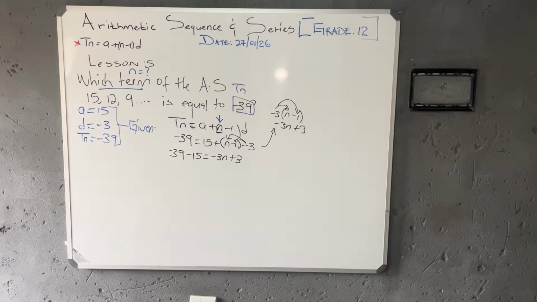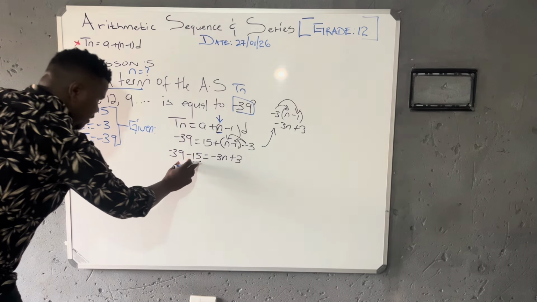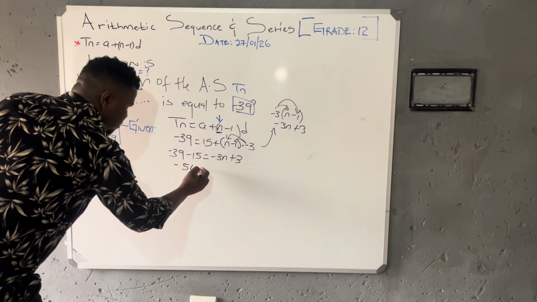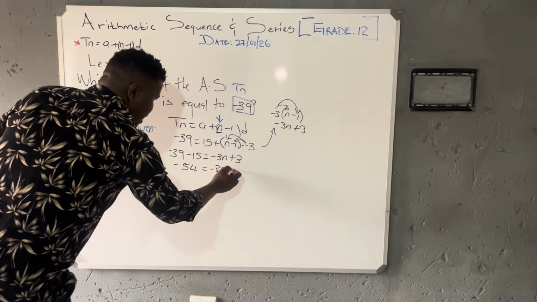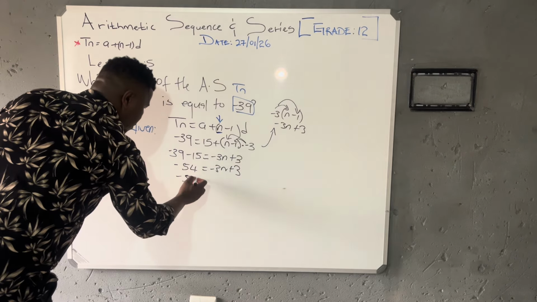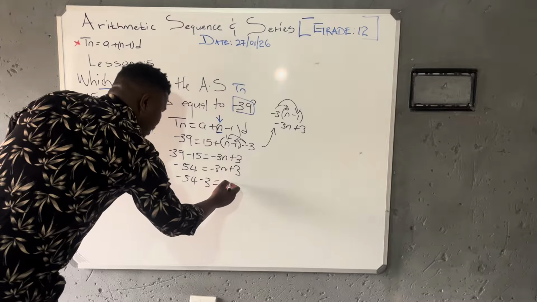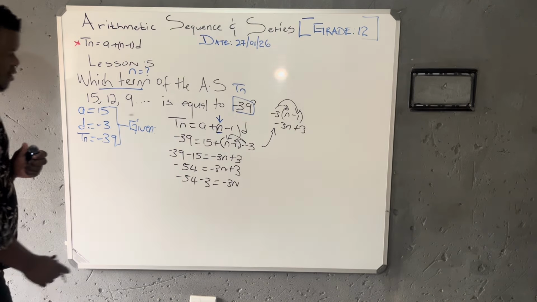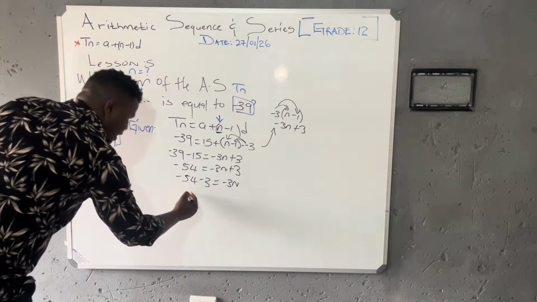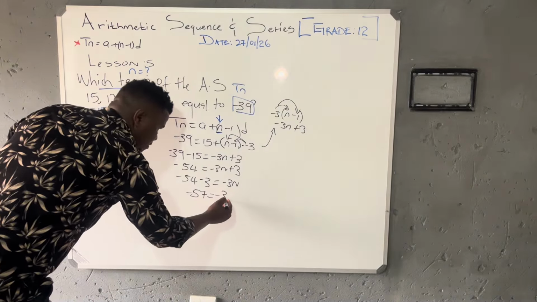Now we know that from here we celebrate. We can now simplify our left-hand side and transpose that 3 from the right-hand side. So all these will just give us negative 54 equals negative 3n plus 3. Now negative 54, if we transpose positive 3, is going to be negative 3. That side we're having negative 3n. Now these two give us negative 57 equals negative 3n.